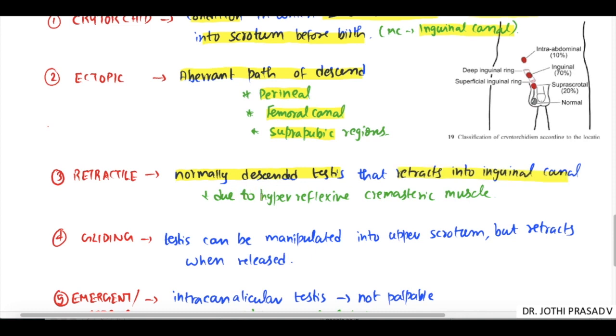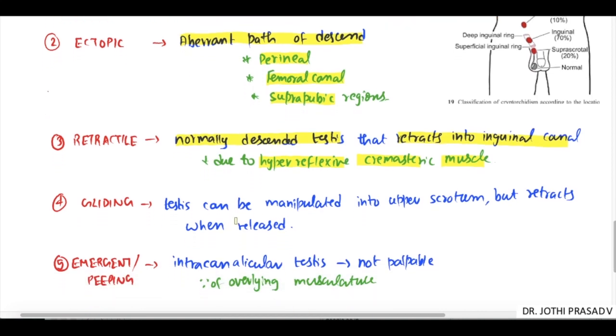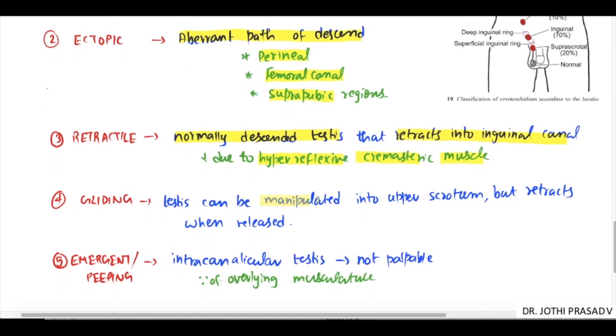Retractile testis is nothing but normally descended testis that retracts into the inguinal canal. It is postulated due to hyperreflexive cremasteric muscle. Gliding testis is a testis which can be manipulated into the upper scrotum, but it retracts back when released. Emergent or peeping testis is an intracanalicular testis which is usually not palpable because of overlying musculature.